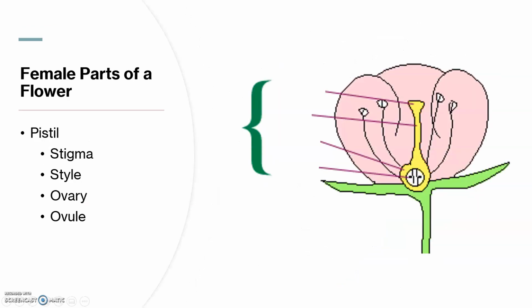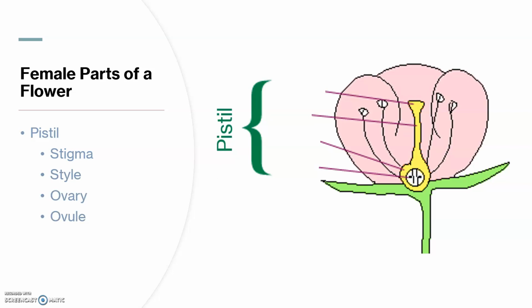The female part of the flower is known as the pistil. The pistil may be composed of one or more carpels. The pistil is made up of the stigma, style, ovary, and ovule. The pistil is typically found in the center of the flower.